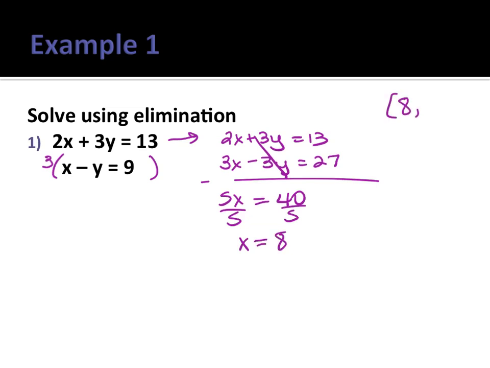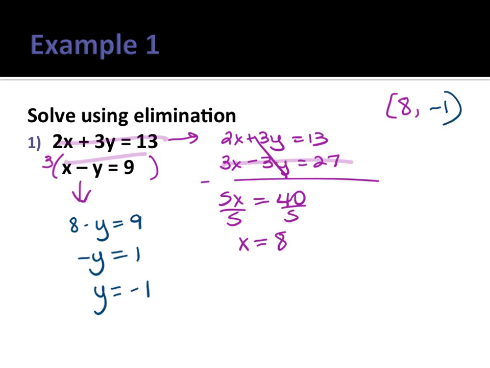And then I can plug it back into any of the originals or the one I multiplied to change. It doesn't matter, but I would go simplest. So I would stick to the x minus y equals 9. So 8 minus y equals 9. Negative y equals 1, and y equals negative 1. And again, with extra time, I can plug it back in to check it.